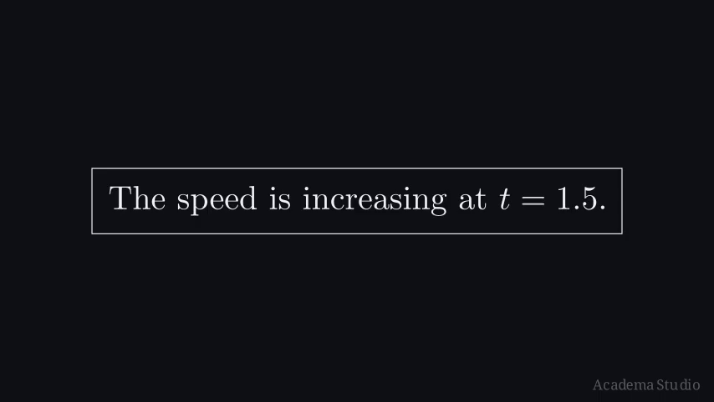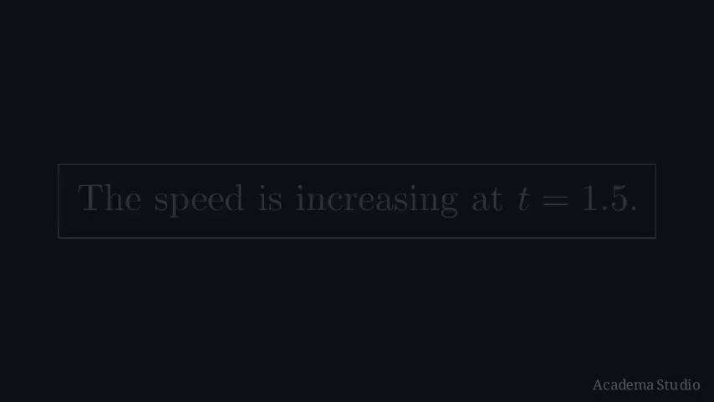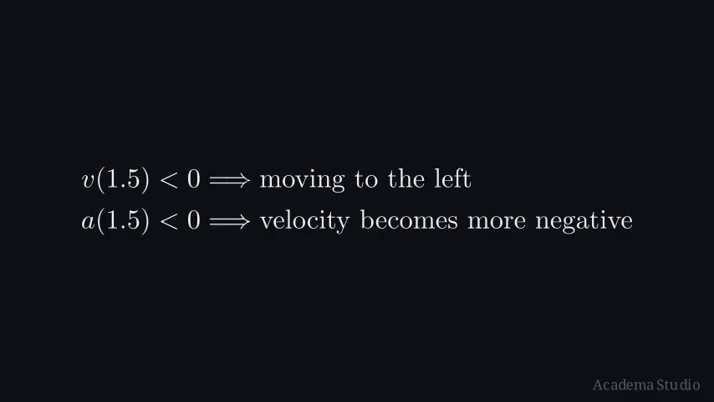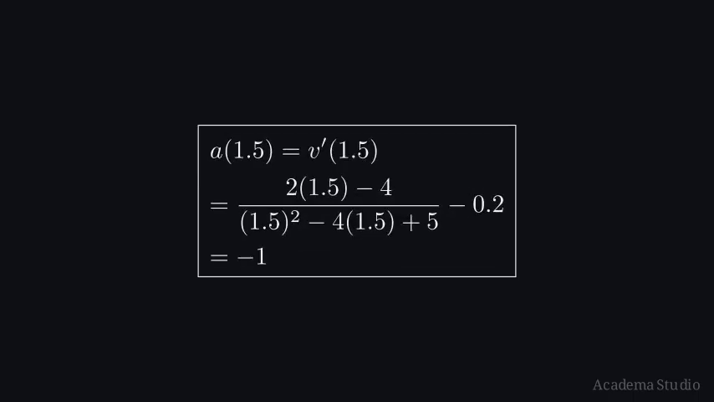Both the velocity and acceleration are negative. Because velocity and acceleration have the same sign, the speed of the particle is increasing. v(1.5) is less than 0, so the particle is moving to the left. a(1.5) is less than 0, so velocity becomes more negative. The acceleration is negative 1. The speed is increasing because the velocity and acceleration are both negative.